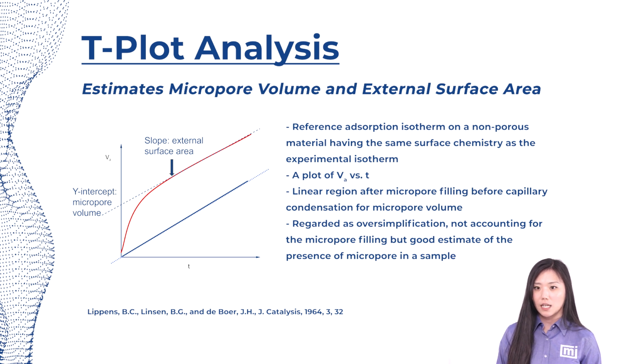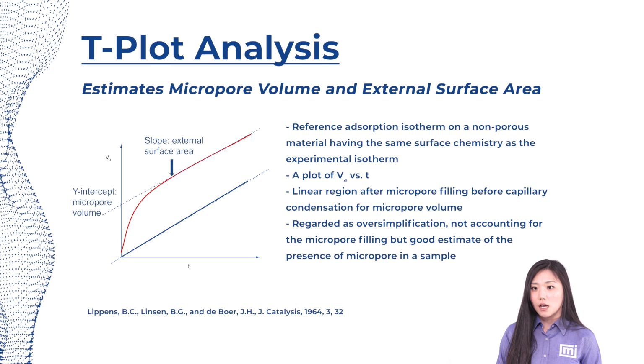The t-plot method applies this concept of statistical multilayer thickness curve on experimental isotherms. It can evaluate the micropore or mesopore volumes and the corresponding external surface areas. For the t-plot method, we need two things. First, an experimental isotherm, and the reference isotherm, which is ideally obtained from a non-porous version of the experimental sample that has the same surface chemistry.